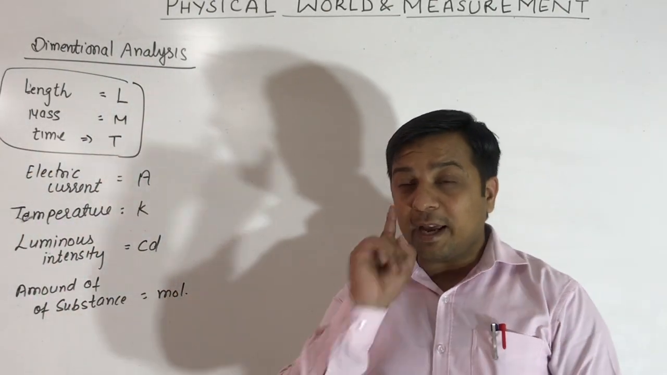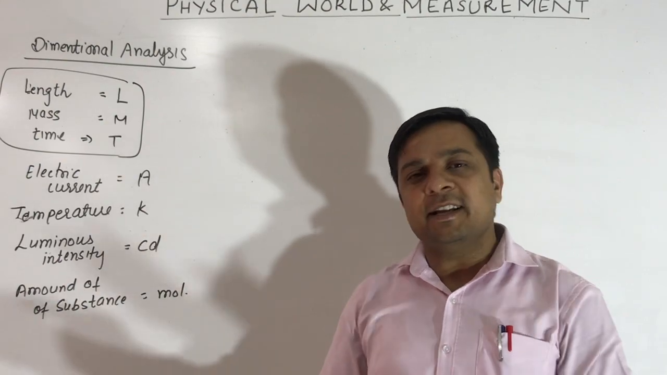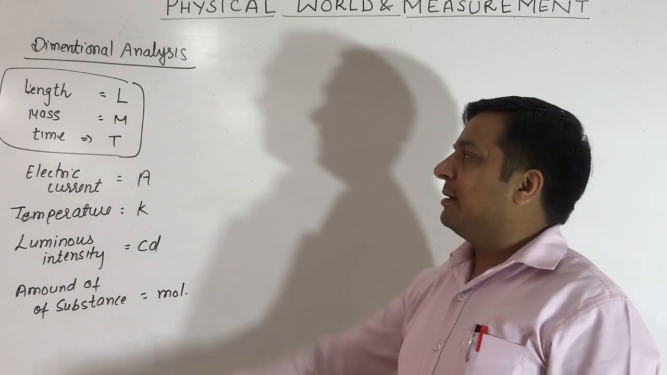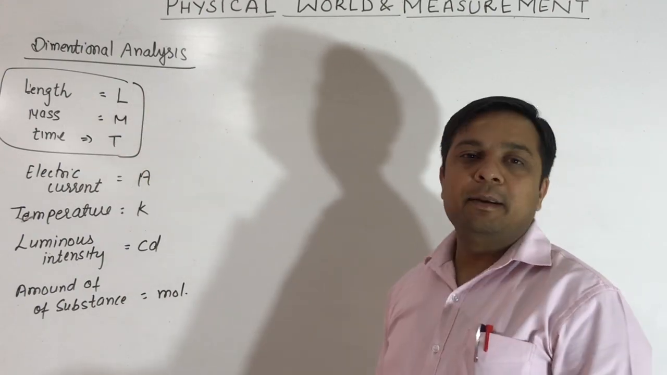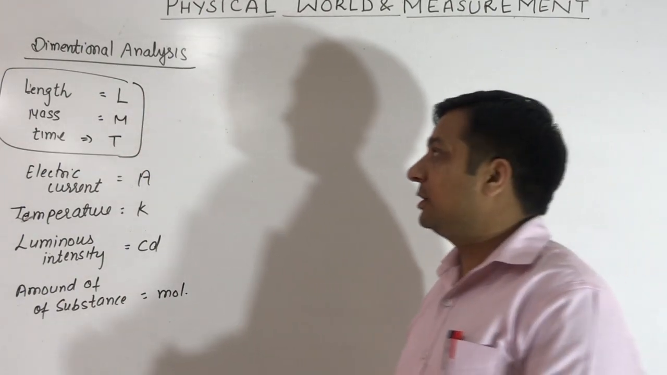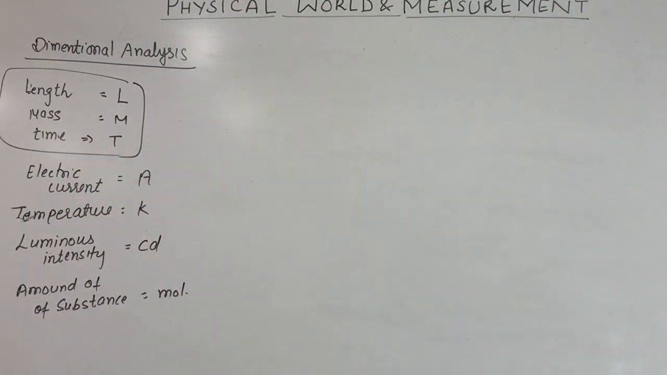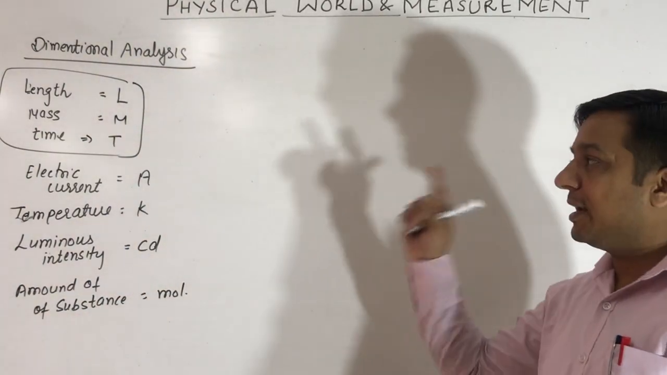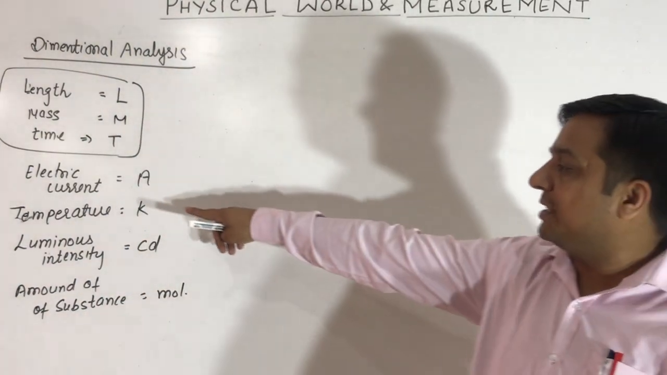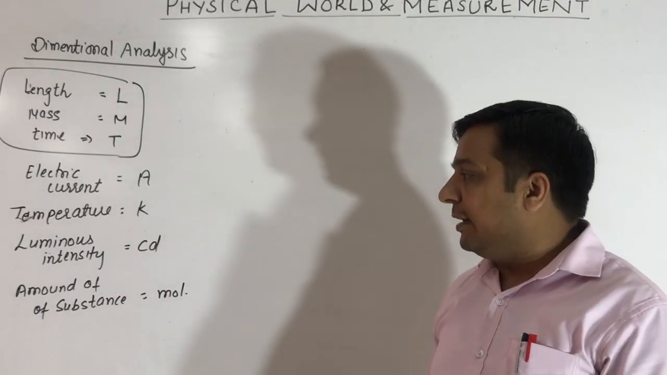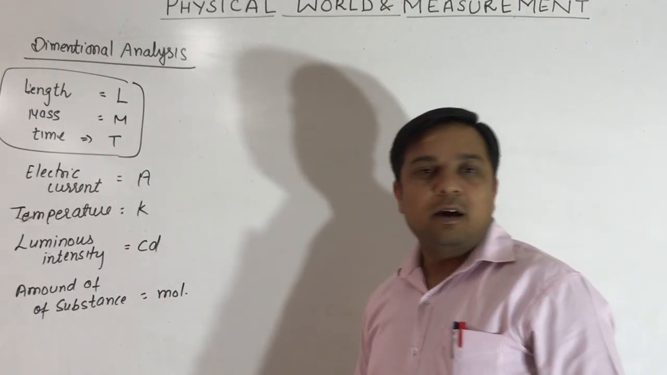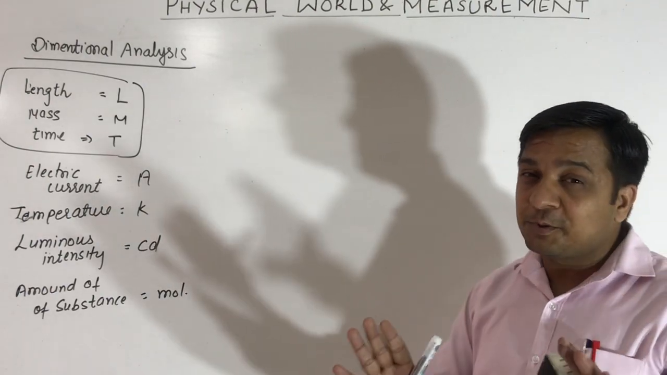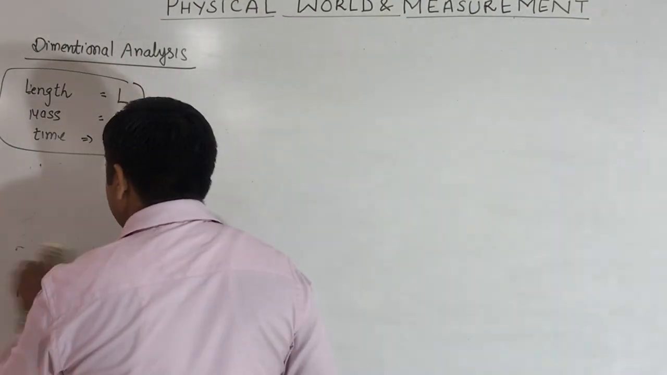For every length, whether it is radius, distance, displacement, it is written in the form of L; for mass capital M, and for time T. Now we will study dimensional analysis. Always remember: for length L, mass capital M, time capital T, temperature capital K, electric current A, luminous intensity CD, and amount of substance mole. Now I am going to start dimensional analysis.